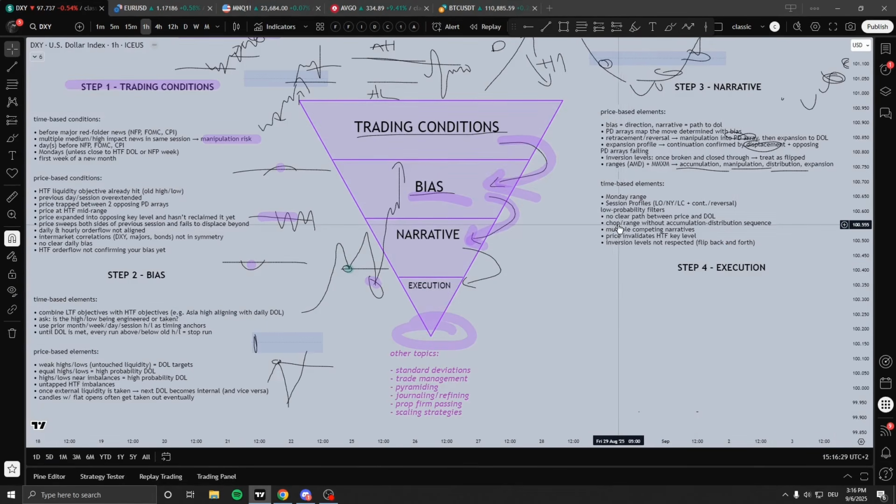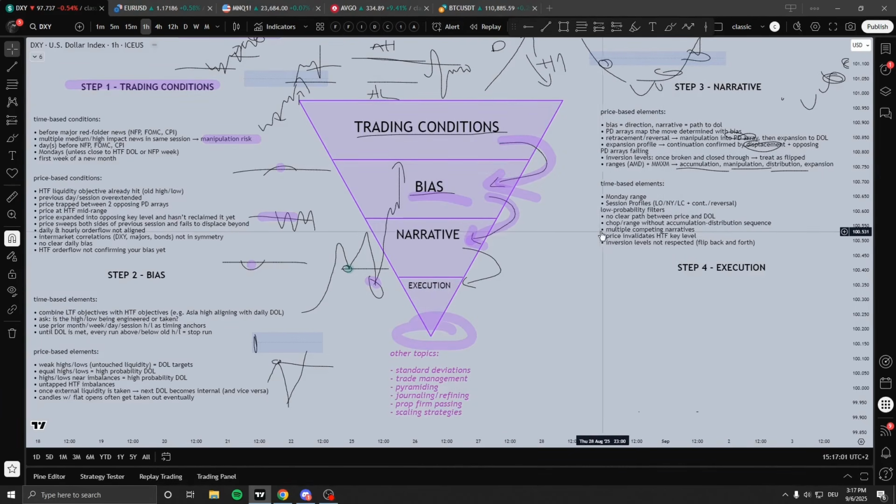If price is chopping around without accumulation and distribution, right? So for example, we usually want to see price being in a range, then a manipulation, and then expansion. If price is just doing the opposite, it's just consolidating, faking out the range highs, range lows, but doesn't trade in a clean way, then just sit out. And it's again here what we talked about, the Asian high or low. If price fails to break above or below a range, then it is low probability.